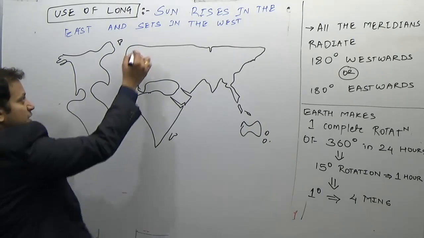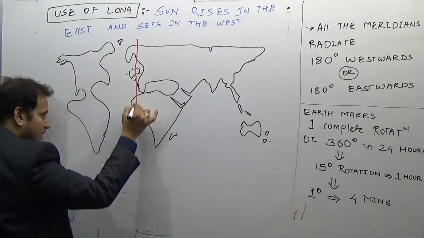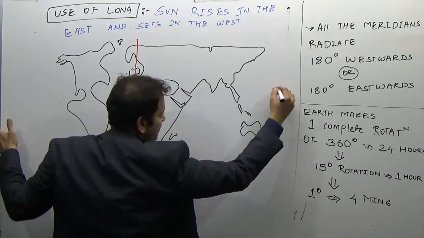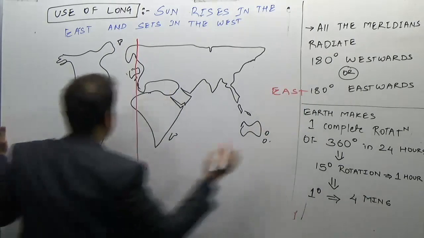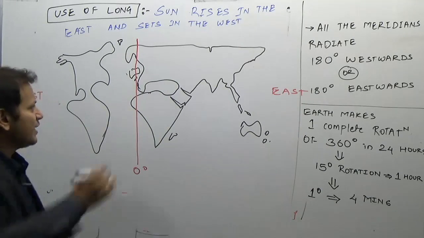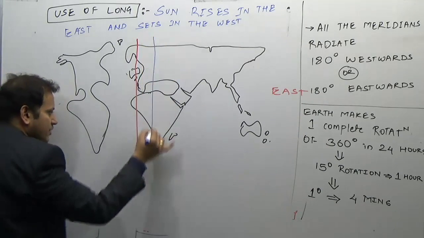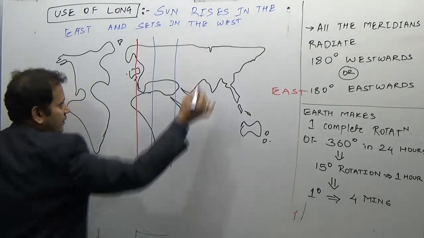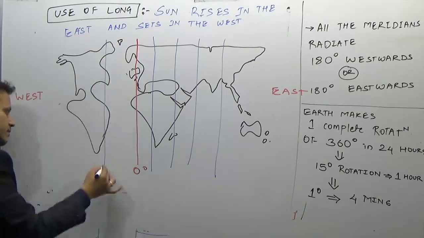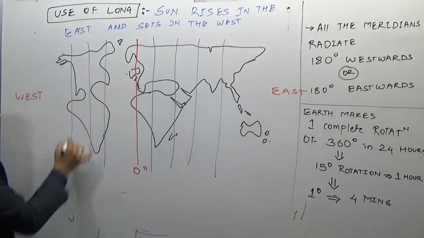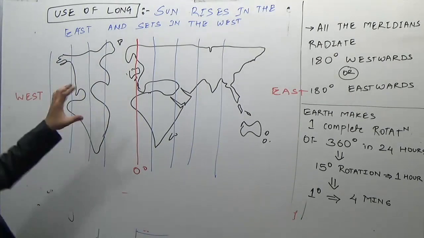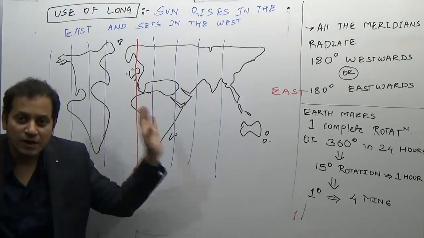So the Greenwich meridian passes through London or near London, that is the 0 degrees. This is the east, this is the west. So there are different kinds of meridians from the Greenwich meridian at different distances. That means we have different kinds of longitudes. I am not showing them converging here, just for your understanding.